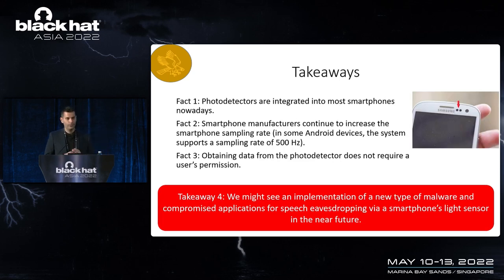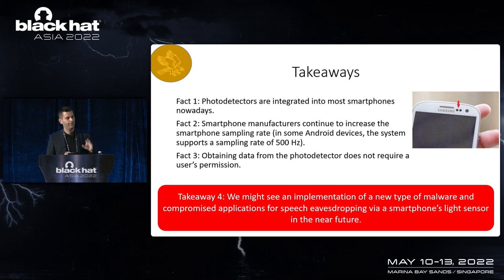And also, there are three interesting facts that I want you to take into account. First of all, photodetectors are integrated into, I would say, all of the smartphones nowadays. Each and every one of you has a smartphone with an integrated photodetector. Moreover, smartphone manufacturers continue to increase the sampling rate of the integrated sensors. In some Android devices, the sampling rate is currently around 500 hertz. And bear in mind, the manufacturers continue to increase the sampling rate over the years. And here is another interesting fact: obtaining data from the photodetector doesn't even require a user's permission, because it isn't considered risky data associated with a risk to privacy.